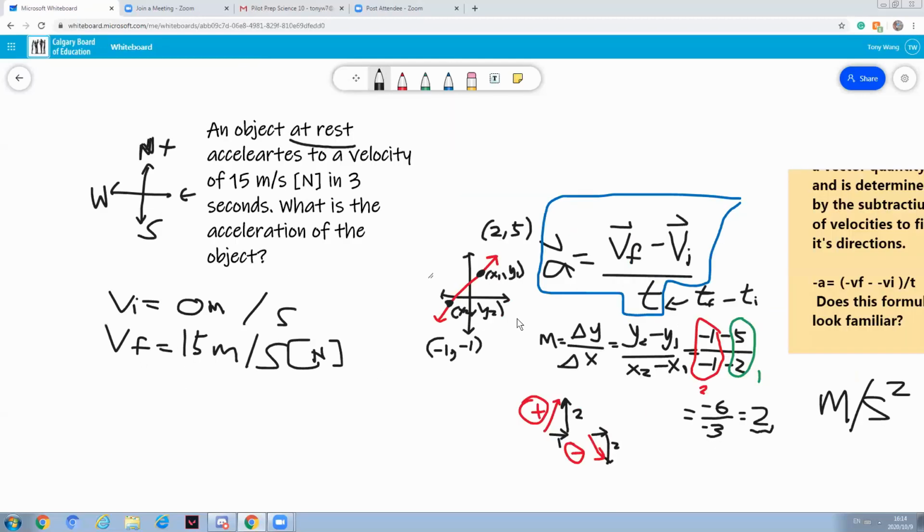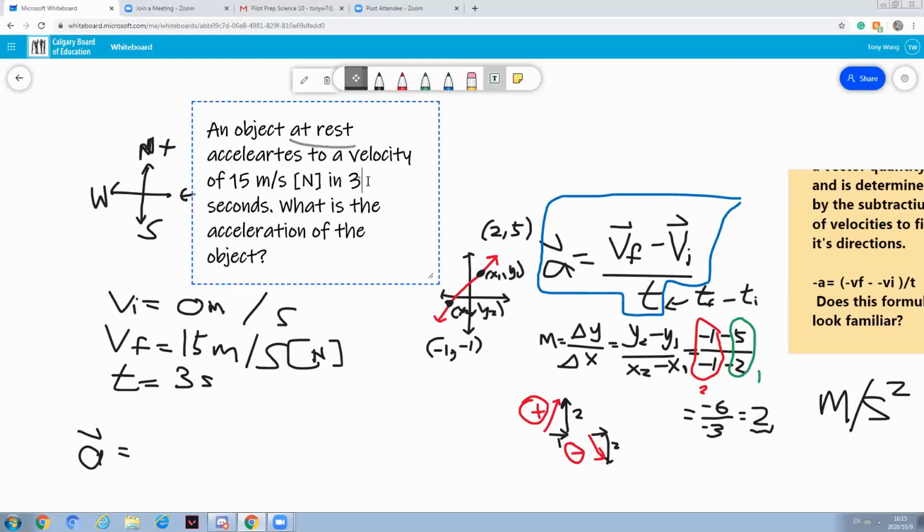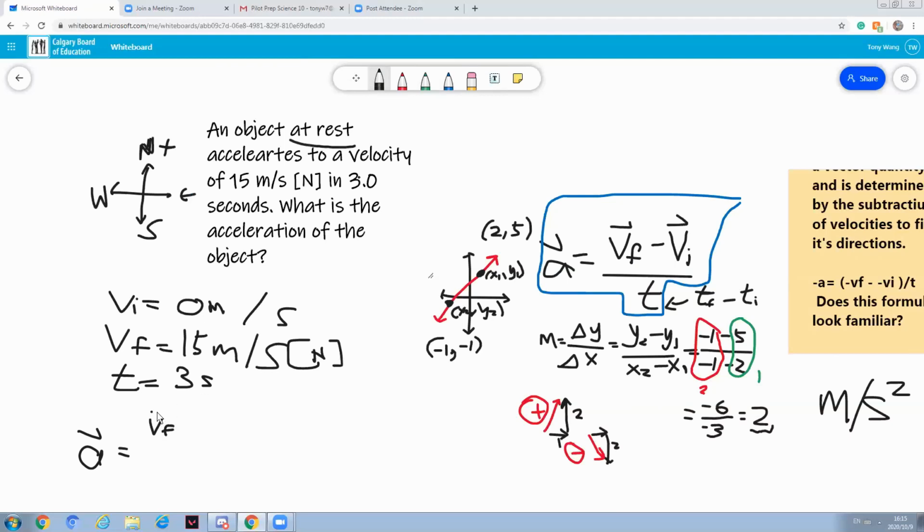Now what is the time? The time is 3 seconds. Yeah, 3 seconds. Okay, now you have all the 3 variables you need to solve for the acceleration. So just pop that in your calculator and tell me what you get, to the proper significant digits, where it is 3.0 seconds now. I changed it. Okay, so tell me the answer when you get it.